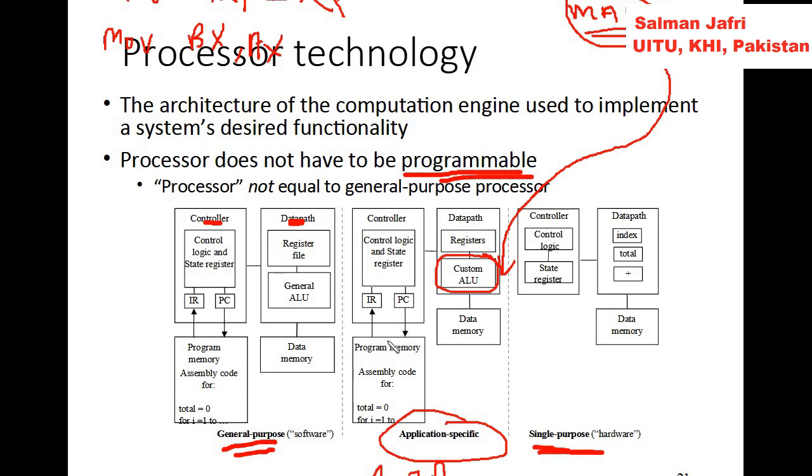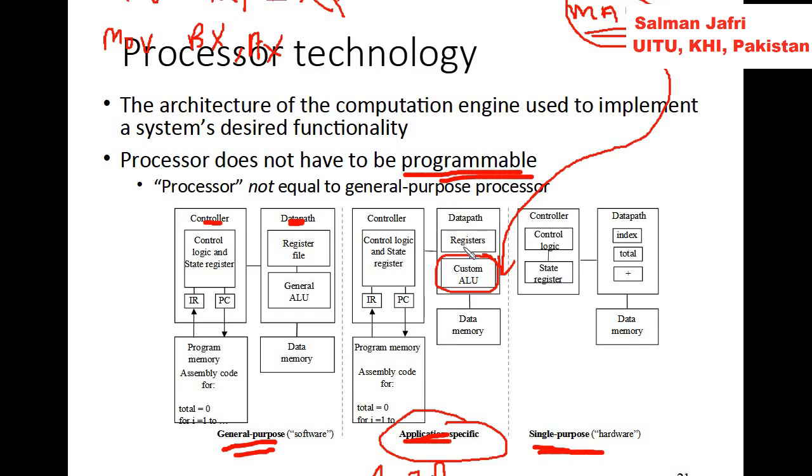One more point that we can note over here, that the arithmetic and logic unit of the general purpose processor would be a generic ALU, and this generic ALU would be designed to carry out all mathematical and logical operations, because it's a general purpose processor we are talking about. But in application specific processors, we will have a custom ALU, and this custom ALU would be optimized for certain types of operations that are specific to the use of this particular application specific processor.